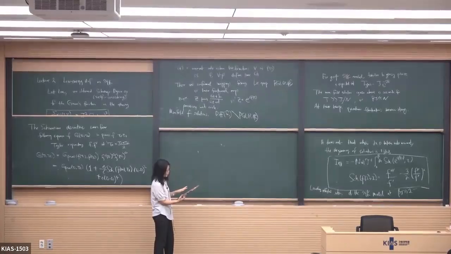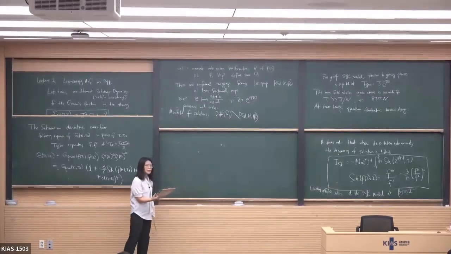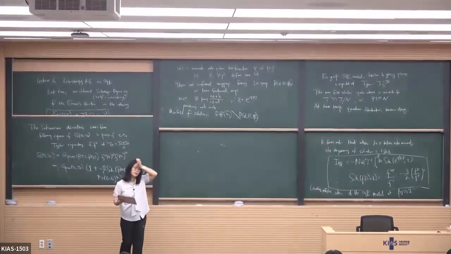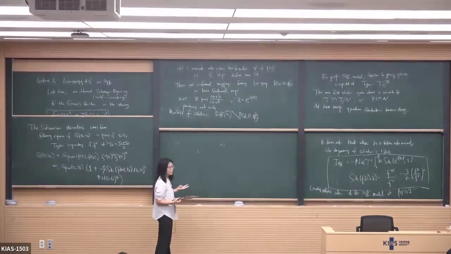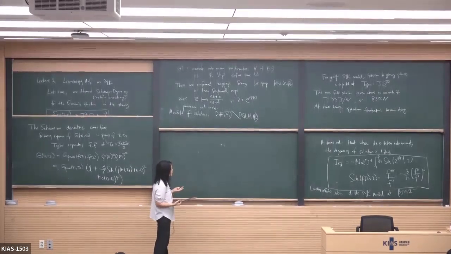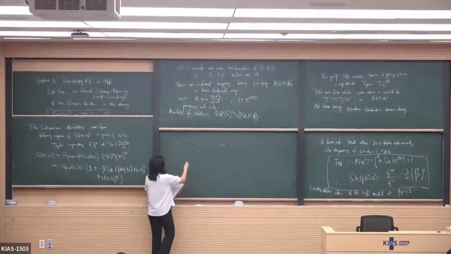Okay, so the next part is going to be about the 4-point function in the SYK model. So far we've looked at the 2-point function. Well, we first looked at the effective action, and then we looked at the 2-point function in some detail, and now we want to go on to the 4-point function in the SYK model.